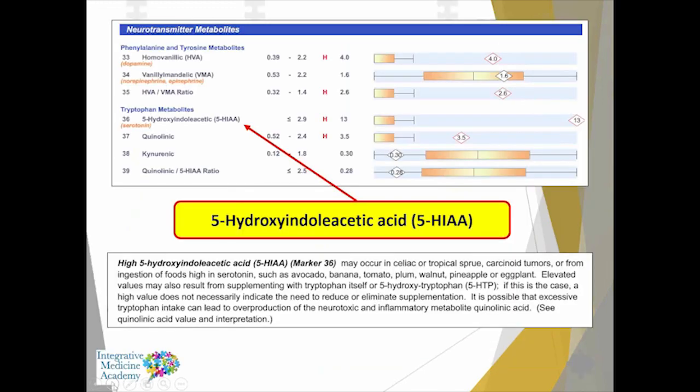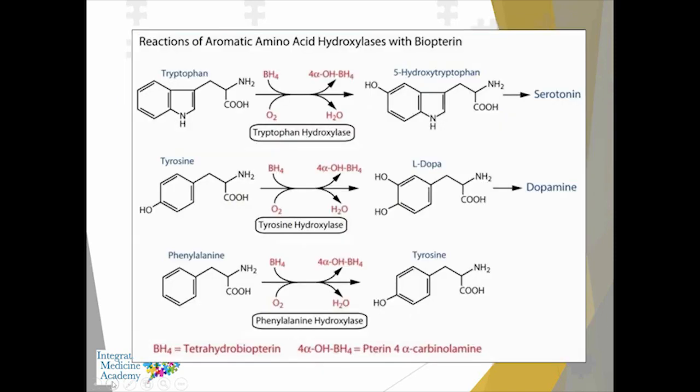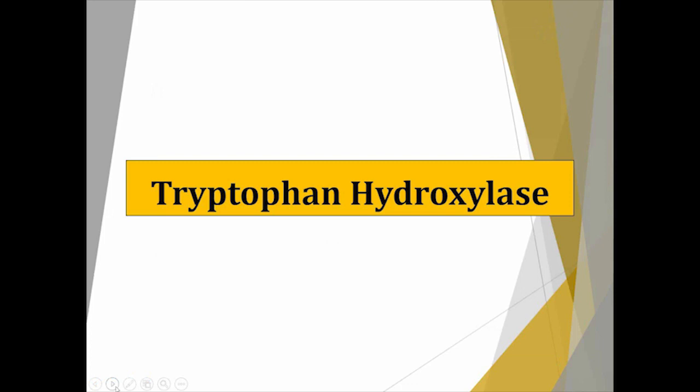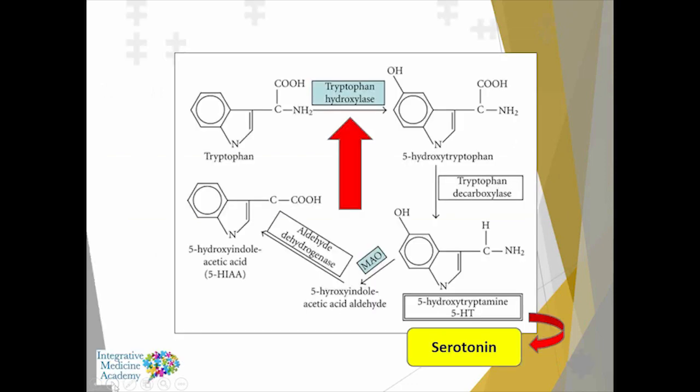So let's focus a little on tryptophan metabolites, okay? Looking specifically at 5-hydroxyindoleacetic acid. Now I mentioned before, not very common, but you might sometimes see elevated levels of 5-HIAA. Most commonly, it occurs from food source or tryptophan use or 5-HTP use. Make sure to read the interpretive guide. More commonly, it's low. Okay, so we know that tryptophan can be converted to 5-HTP, or 5-hydroxytryptophan, through the actions of BH4. But this tryptophan hydroxylase enzyme, which makes that happen, is very interesting.